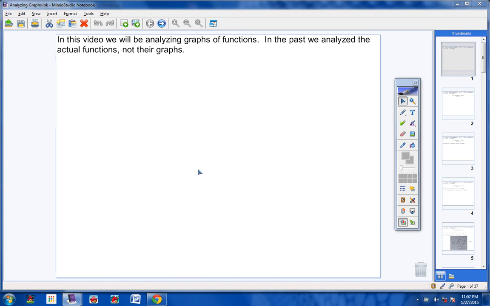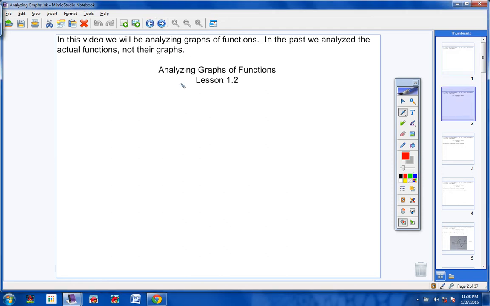Okay, pre-cal students, in this video, we will be analyzing graphs of functions. In the past, we analyzed the actual functions, not their graphs. In other words, we looked at equations, and we did different things to those equations. Now, we are going to look at the graphs and analyze them.